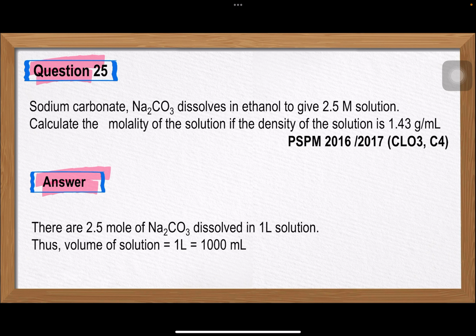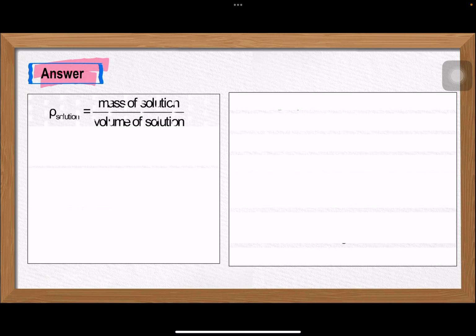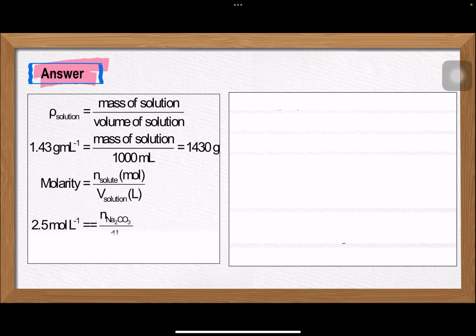So from here, the mole is 2.5 mole dissolved in 1 liter of solution, because 2.5 molarity means 2.5 mole in 1 liter solution. So we already know the solution has 1 liter volume. So molality for 1 liter volume. What is the mass? So the mass is 1430 gram, mass of solution.